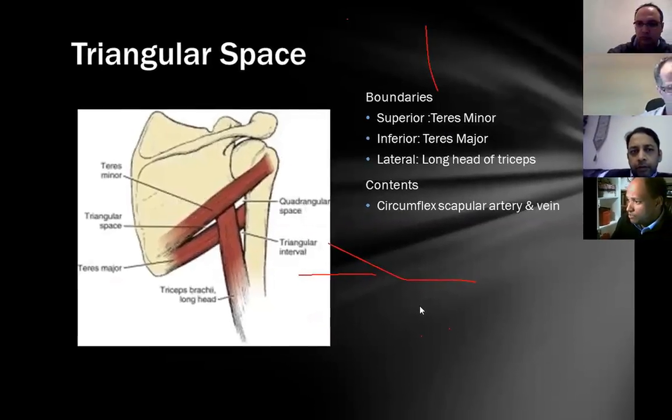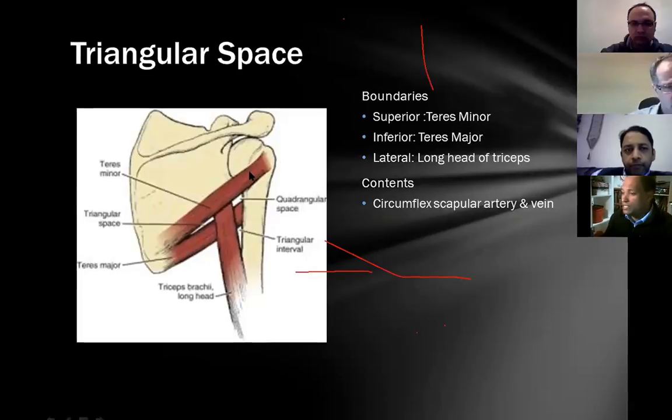So I'm going to start off with the triangular space. This is the most medial of the spaces, the intervals. The boundaries are superiorly the inferior border of teres minor, inferiorly the superior border of teres major, and then laterally is the medial border of the long head of triceps. It doesn't sound great, does it, when you say it like that? But those are the key things that they're going to be interested in.